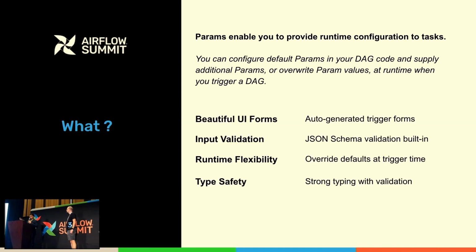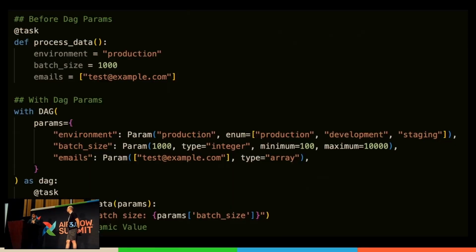So it has a lot of good features, like you have beautiful UI forms. It's auto-generated from the code. Whatever the params class you make, you give it in the code, it will be automatically generated. The input validation will be based upon that, and of course the runtime flexibility. You can override the default values on the DAGs page. And the type safety, a strong typing validation is there, so you do not make few errors.